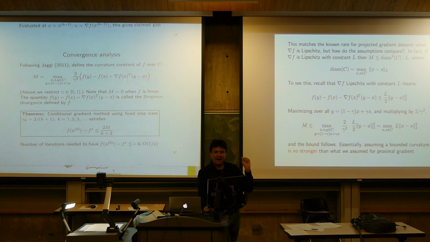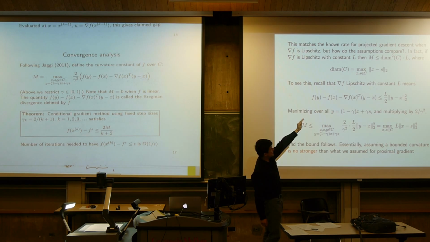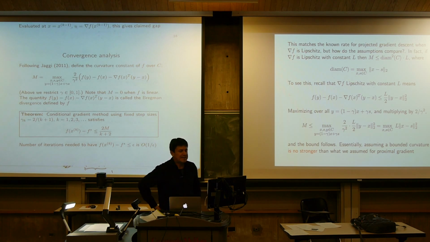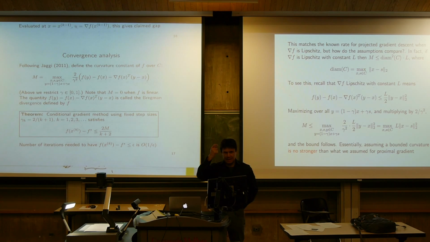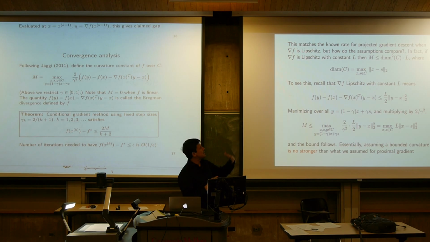So the curvature M, which is defined here, can be bounded as L, where L is the Lipschitz constant of the gradient, times the diameter of the set C squared. And what is the diameter? The diameter is what you would imagine it to be. It's the distance between the two points, the norm of the two points that are farthest apart in C.